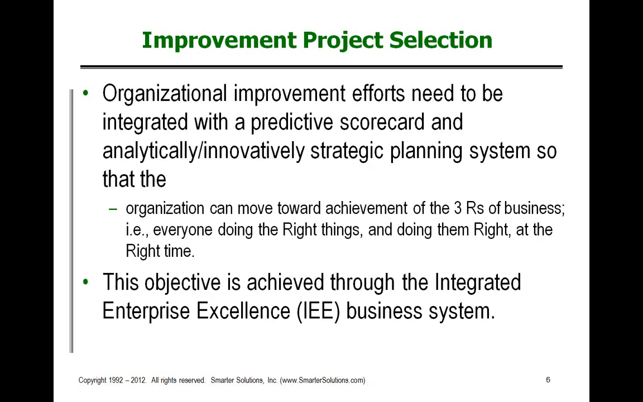What I'm suggesting is that we need to have a system where predictive scorecards are really integrated with analytically and innovatively determined strategy so that we can really achieve what I call the 3 R's of business. That is, everybody doing the right things and doing them at the right time. What happens then is we're actually working on process improvement efforts that help the big picture. And we can accomplish that through this Integrated Enterprise Excellence system.